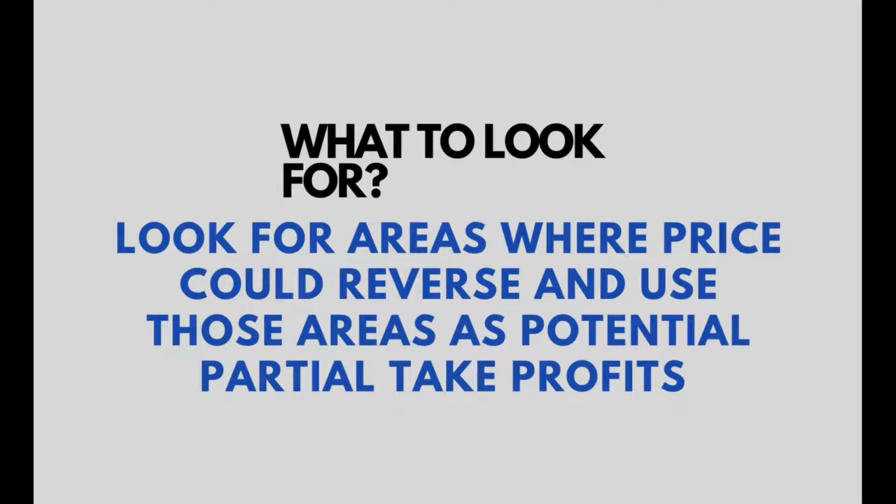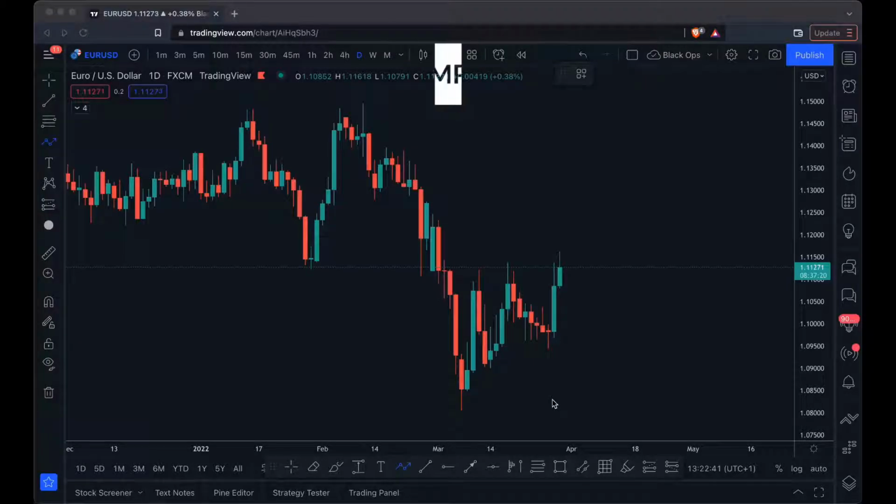So what we will be looking for is, in a trade, if there is anything that we don't like or potential areas where price can reverse against our trade idea direction, we will look to take partial take profits around those areas. So let's go into an example straight away.